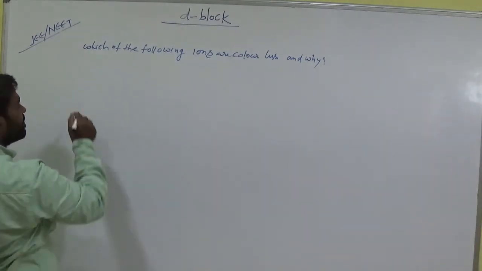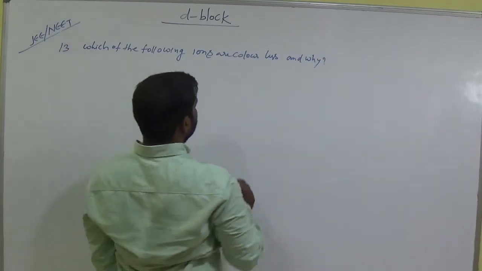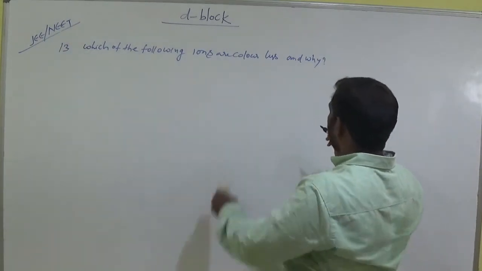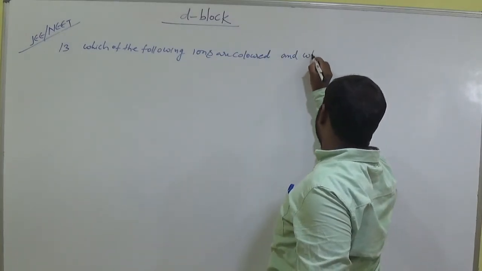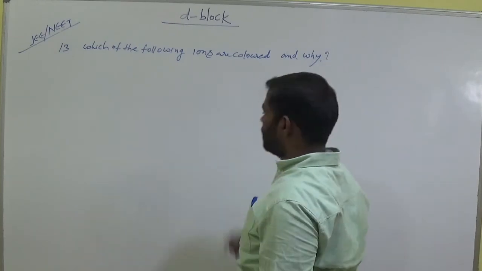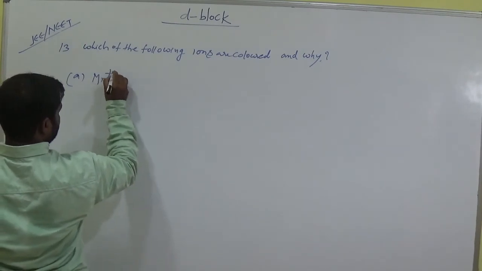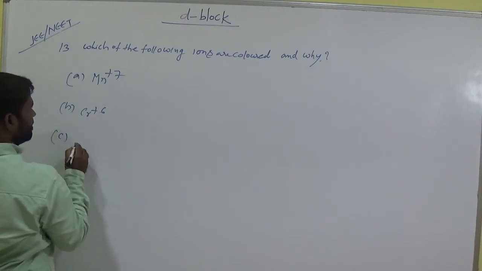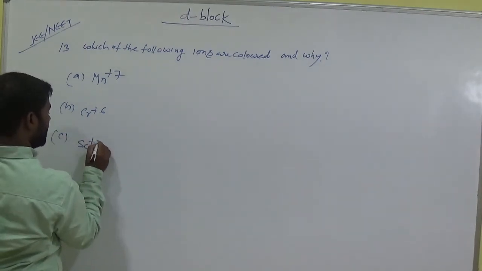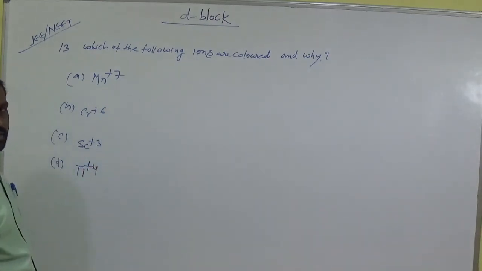And next, see the 13th one. Which of the following ions are colorless, colored, and why? Option A, Mn plus 7; option B, Cr plus 6; option C, scandium plus 3; option D, titanium plus 4.